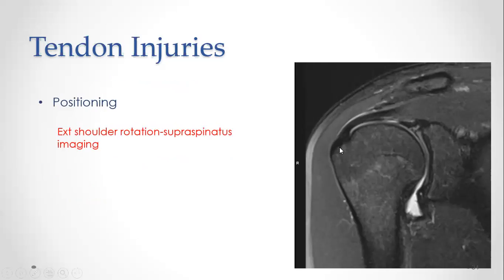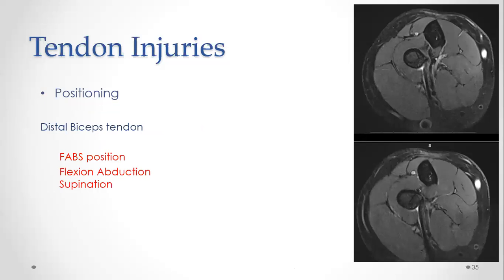With positioning techniques, as far as the tendons are concerned, there are certain tips that we would always want to follow when imaging certain tendons. For example, imaging the rotator cuff tendons, we would always have the shoulder in external rotation to again avoid the magic angle effect. And imaging the distal biceps tendon, you would always want to have the patient in FABS position, which is flexion, abduction, supination, and that's how it looks. It looks more like a yo-yo. So that's your FABS technique for imaging the distal biceps tendon.